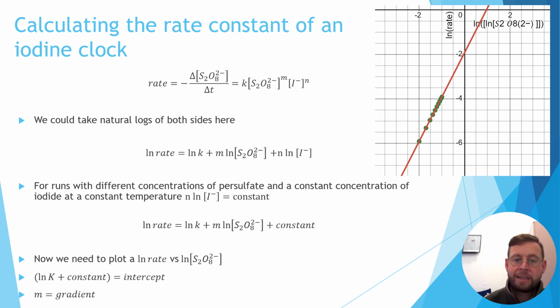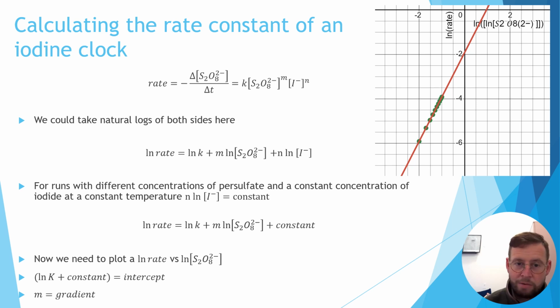So, for example, if we ran this with different concentrations of persulfate whilst keeping the concentration of iodide the same, then everything in the n natural log of iodide term would just be constant. It would be the same every single time. So what you can see here is that the natural log of the rate would be equal to the natural log of the rate constant plus m natural log of the persulfate ion concentration plus a constant. Now what we could do there is plot the natural log of the rate versus the natural log of the concentration of the persulfate.